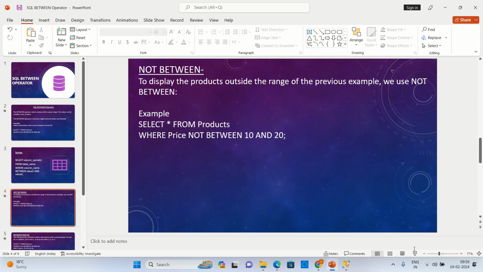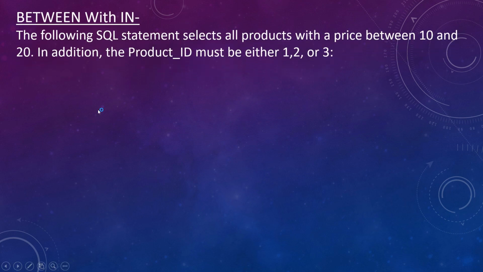Now we will see one more use case, which is BETWEEN within IN. The following SQL statement selects all products with a price between 10 and 20. We have already learned in our first query that we can find all the products with a price between 10 and 20. In addition, the product ID must be either 1, 2 or 3.